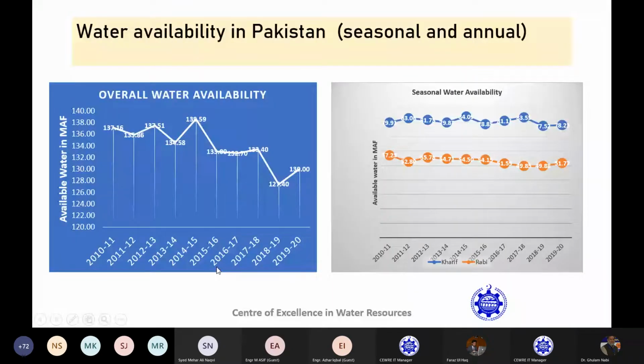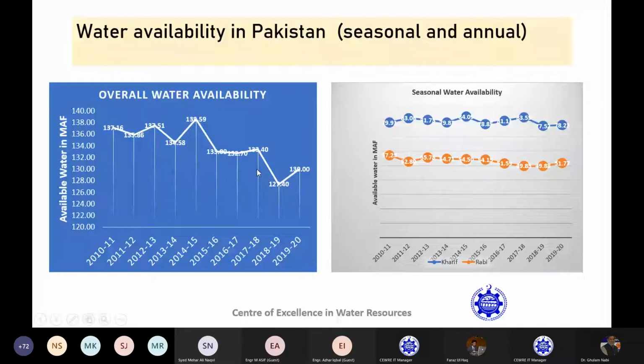If we look at this picture on the left side, the overall surface water availability from all the rivers is going to decrease continuously. Initially it was 137 million acre feet, but we have observed that the available water varies from 88 million acre feet to 168 million acre feet at different times. But as a whole, if we analyze the trend, surface water is going to decrease.